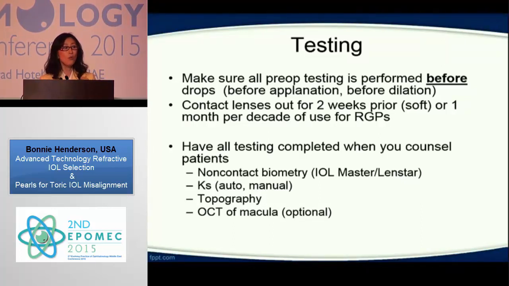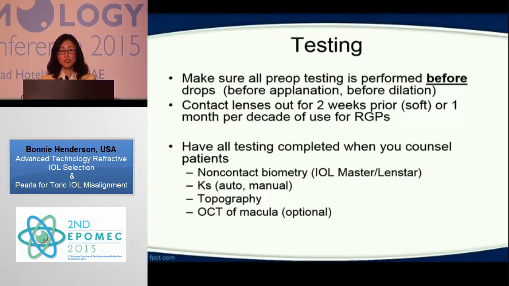And I always have all the testing done before I see the patient so that I have all the information in front of me, so that I can talk to them a lot about what their eyes look like and what lens may be the best for them. I tend to do 4 different measurements of the corneal curvature. I have a non-contact biometry, either with an IOLMaster or LENSTAR. I do Ks by auto and manual methods. I do a topography, and then I also do a macular OCT on every patient.